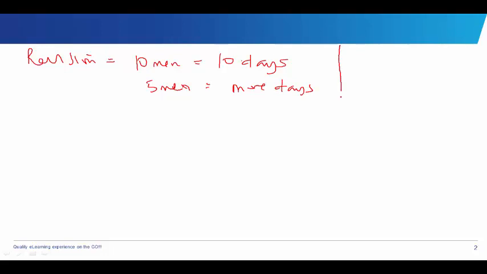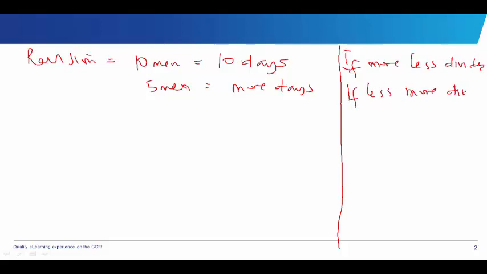Okay, now let's use this rule. Never forget this rule. If more, less divides. If less, more divides. So if 10 men will do a work in 10 days, how many days will it take 5 men to do the work? It will take them more days. Since we have more days, less will divide. So the lesser number, 5, divides 10 times 10.